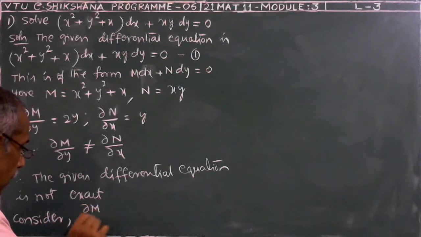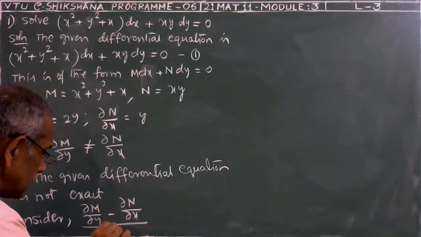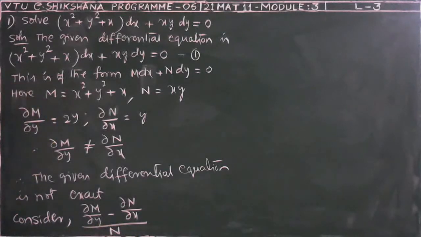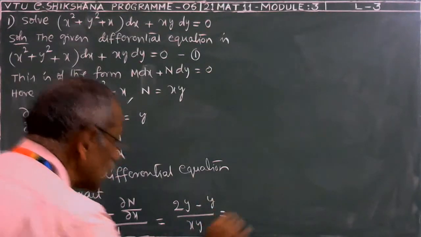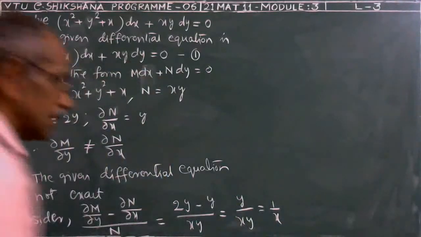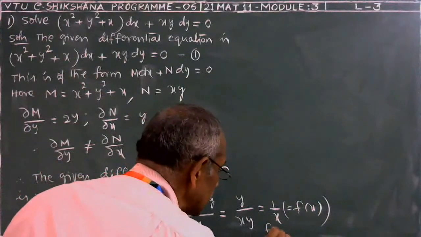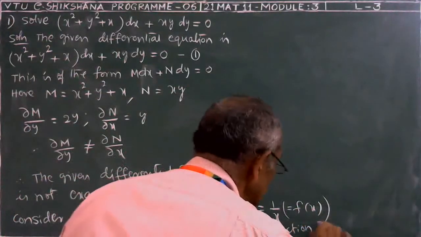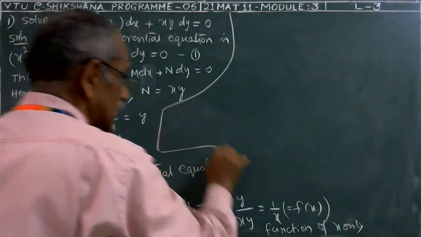Let me consider (∂M/∂y minus ∂N/∂x) divided by N. So this is equal to: ∂M/∂y is 2y, minus ∂N/∂x is y, divided by N, which is x into y. So this is y divided by x into y, or this is 1 by x. Let us say this is equal to f of x, a function of x only. So therefore, this falls into the first case as per our discussion.